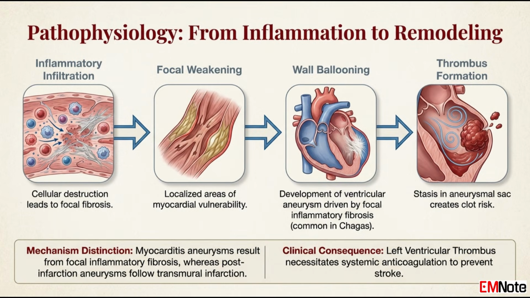We need to look at the tissue structure itself. We see aneurysms in myocarditis, but they're different from post-infarction aneurysms. Very different. Post-infarction is transmural. These myocarditis aneurysms result from focal inflammatory fibrosis. So it creates a weak spot in the wall. A focal weakening and ballooning of the wall, yes. And what's the immediate risk of that ballooning? Left ventricular thrombus formation. Right, blood stasis in that little pocket. Which means you have to anticoagulate. So systemic anticoagulation is mandatory. You have to prevent a stroke, absolutely.